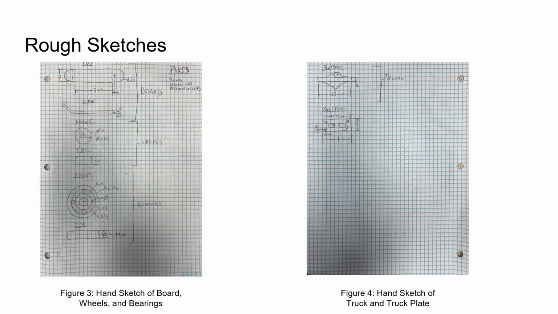This is the rough sketches that we drew from the beginning to help brainstorm our ideas and find the exact dimensions of the board. The board was roughly 53 centimeters long and 20 centimeters wide, and we drew the front and top views of the board and the front and top views of the wheel and the bearings, and then the front and top views of the trucks and the truck plates.